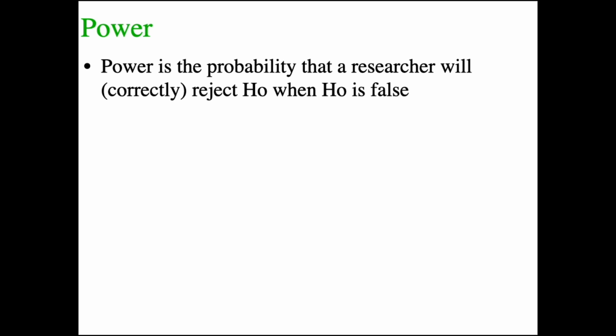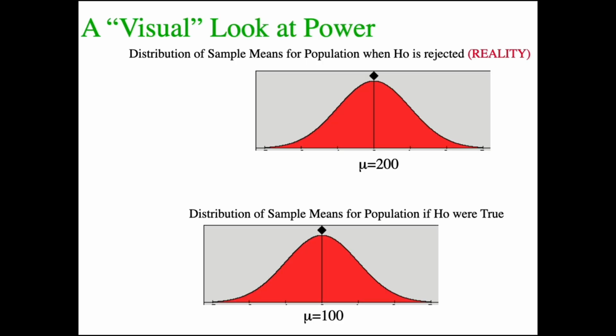Let's try to understand power a little bit better by taking a visual look at what power is. What I've drawn here up at the top is a distribution of sample means for the population when the null hypothesis is rejected. So this is what reality is, that there really is a population up there that has a mu of 200. And down below, we have a distribution of sample means for a population if the null hypothesis were true. And so that's a mu of 100.